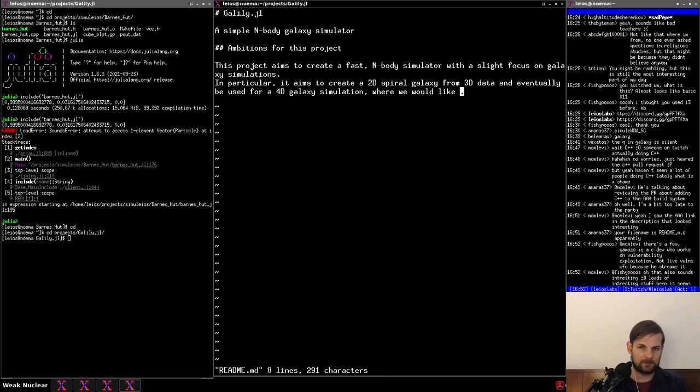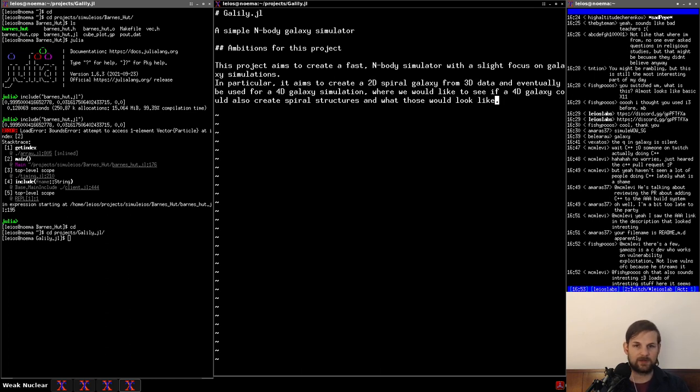we would like to see if a 4D galaxy could also create spiral structures and what those would look like. Is that even a sentence? In particular, it aims to create a 2D spiral galaxy from 3D data and eventually be used for a 4D galaxy simulation where we'd like to see if a 4D galaxy would also create spiral structures. That should be fine.